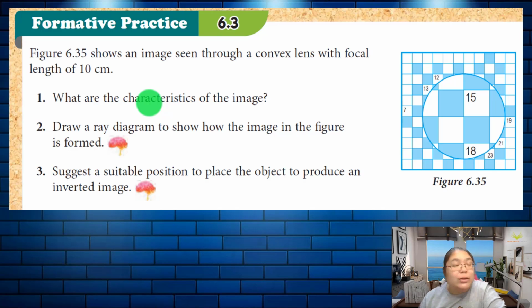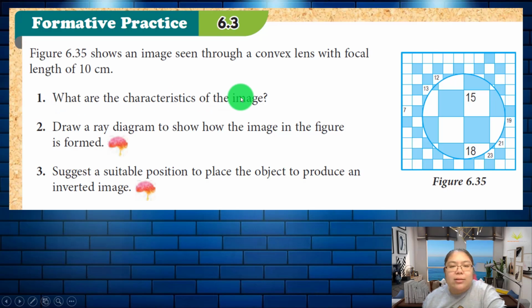Okay, then we go to the last part. There's a formative practice from your textbook, 6.3. Let's see the question. 6.3.5 shows the image seen through a convex lens with a focal length of 10 cm. Now we observe the diagram. Can you see the image becomes larger? This one is an example like a magnifying glass, making the image larger.